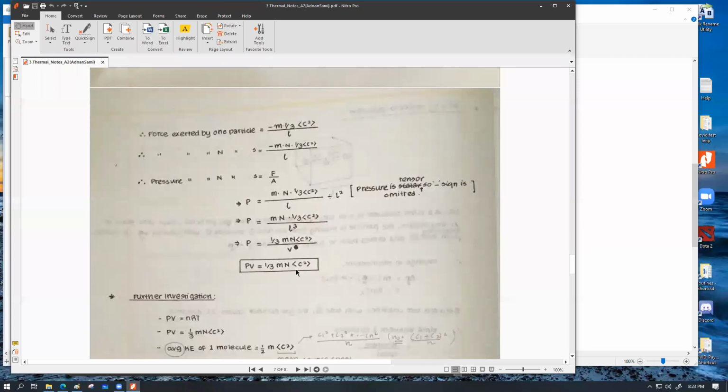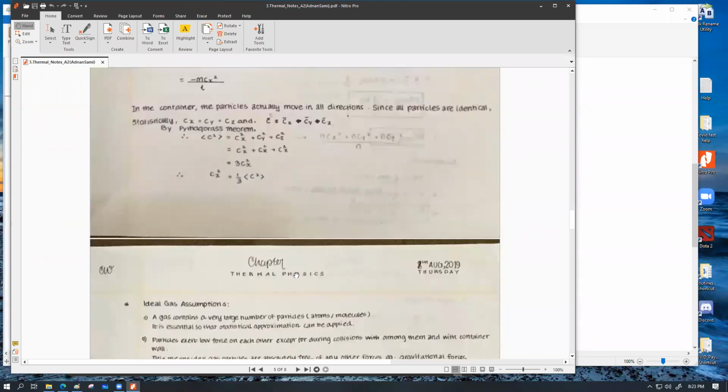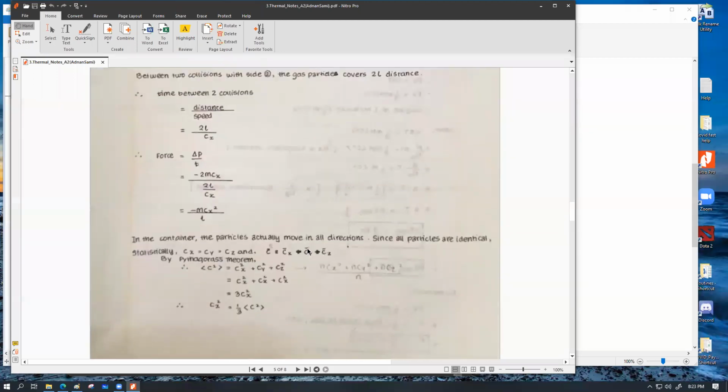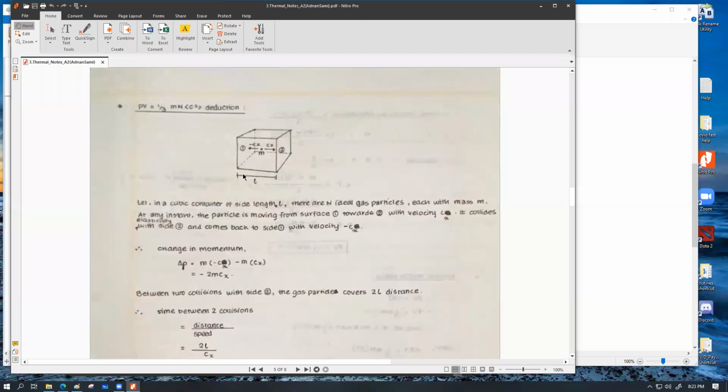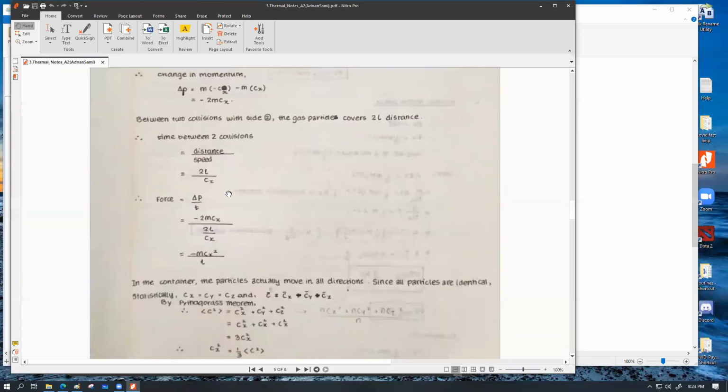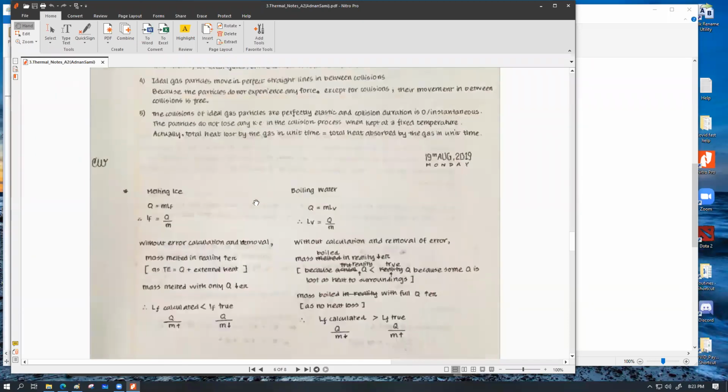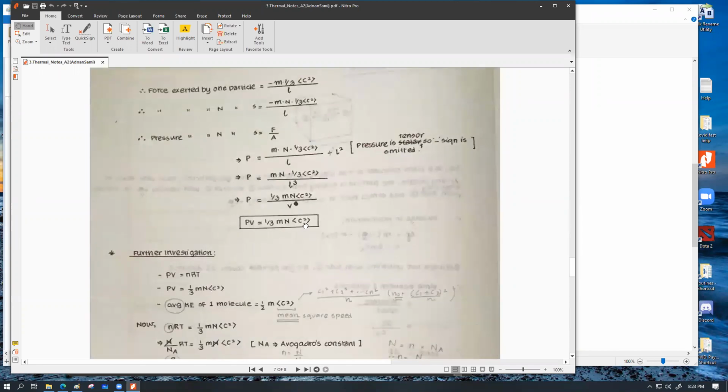For your syllabus content, you don't essentially have to memorize this derivation process, but you have to understand the underlying logic behind it, because sometimes mathematical questions are made depending upon this concept. If you understand how this whole thing works, it will be easier for you to work with those questions. I think there is one example in your worksheet as well, so we're going to see that in time. You don't have to memorize all this process. You just have to remember this formula, PV equals 1/3 mN c square. To be honest, you can also forget this formula, because it would also be given in your formula sheet.